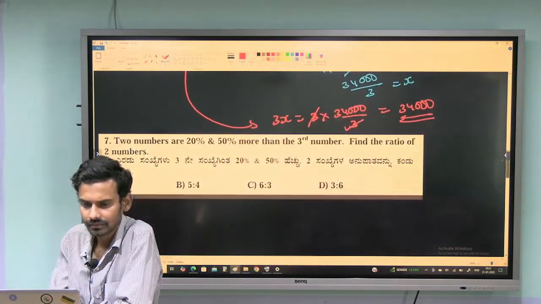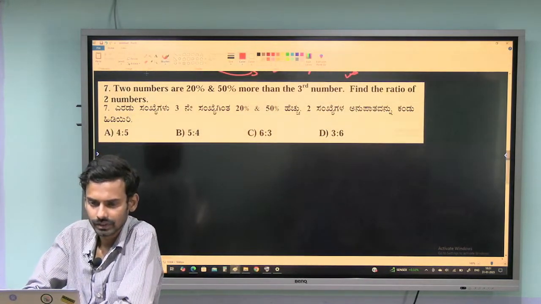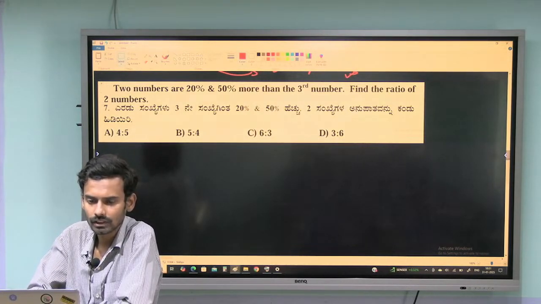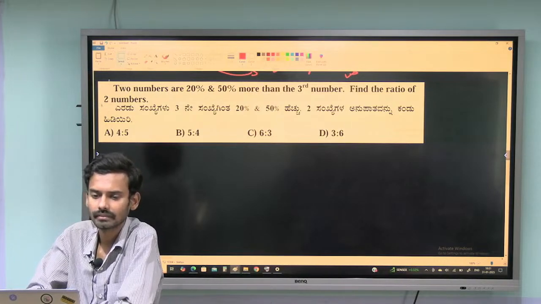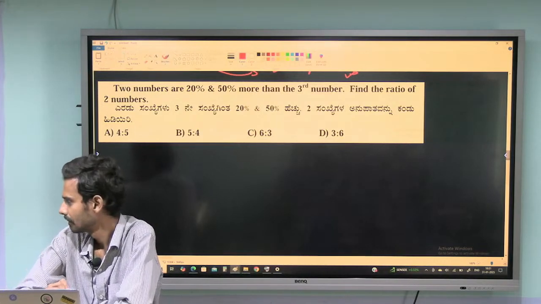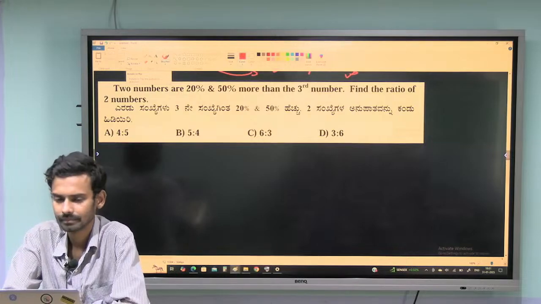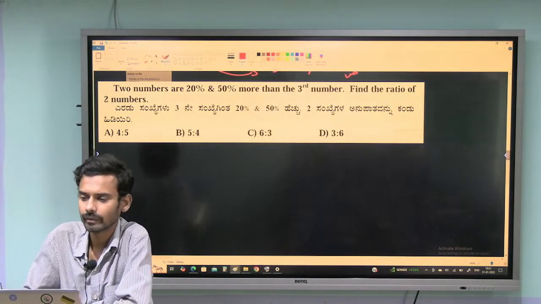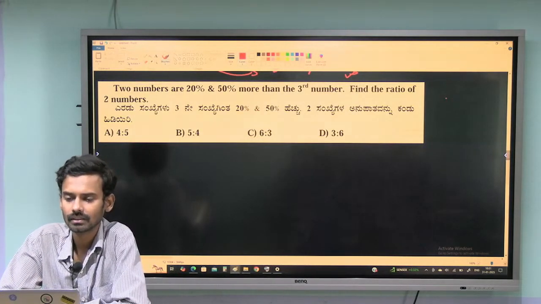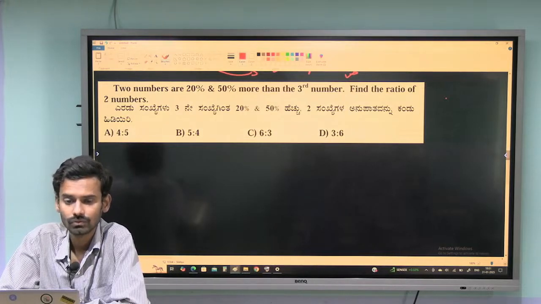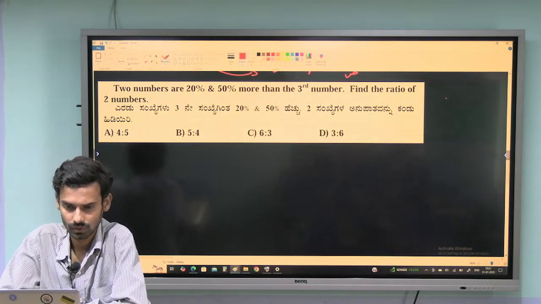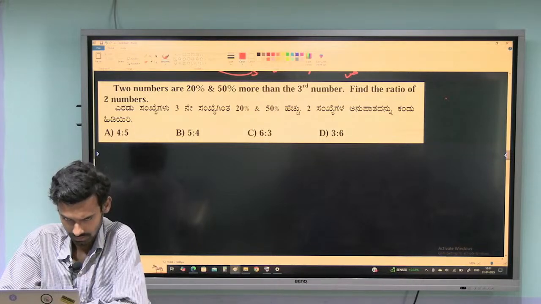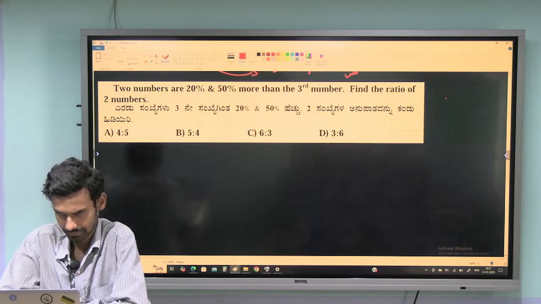So next question. Check this question. Here you need to apply the concept of percentage that we learnt in yesterday's class. Will you give a try? Two numbers are 20% and 50% more than the third number. Find the ratio of the two numbers. Okay. So how will you do this?